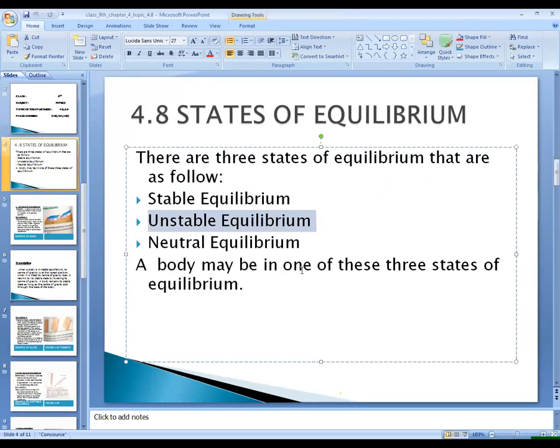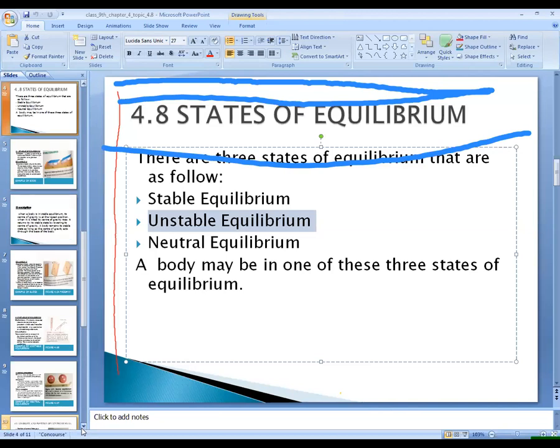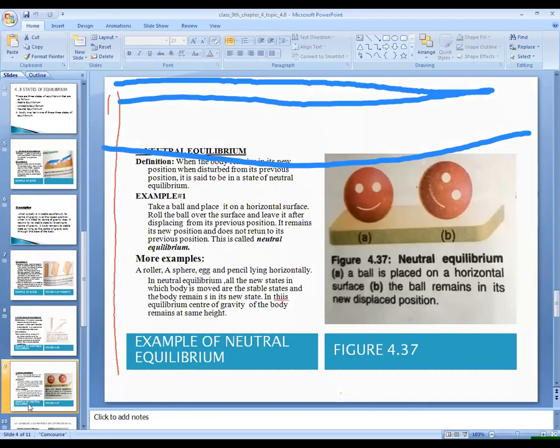If we try to keep the pencil in a vertical position on its tip, and we release this pencil, what will happen? This pencil will never come back to its original position. This state of equilibrium is called unstable equilibrium. Now we discussed the last one, which is called neutral equilibrium.